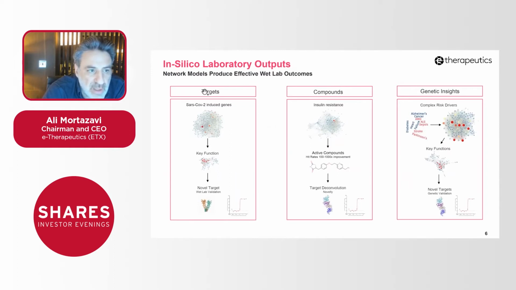As I said earlier, targets, compounds, and genetic insights. That's just some of the things that you can do. As an example of targets, we did some work in SARS-CoV-2. We generated network models of all the genes that we think are causal in this, creating this mesh that you can see with the different connectivity. We then sub-analyze these to find the very key proteins or key functions.